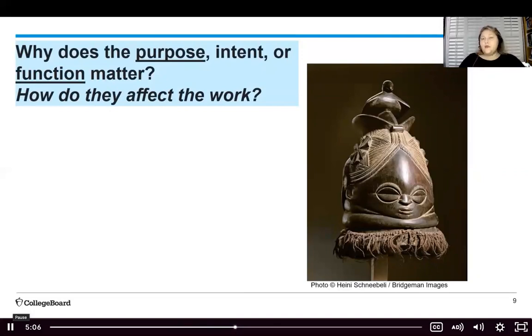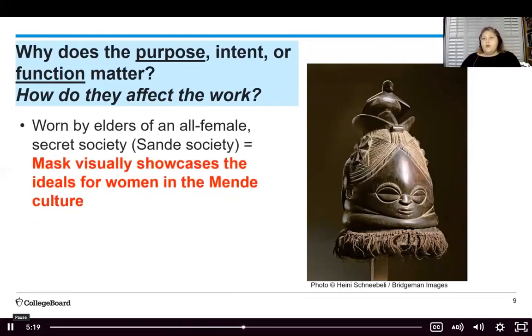Well, this is really big for the Bundu masks. We need to understand how their purpose and their function being used by the Sunday Society, being used to initiate young girls, how do they impact the way that this work looks? So they are worn by the elders of this all-female secret society. So they're teaching the young girls how to be. Therefore, these masks must showcase the ideals for the Mende women. It's showing the girls what they should strive for, what they should strive to be, both physically and in terms of their character and in terms of their attitude and their demeanor.